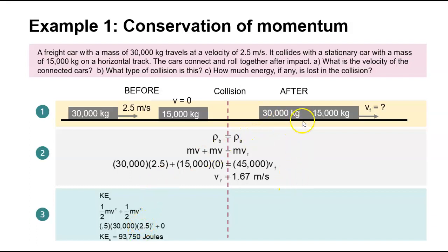So I go over here, I only have one piece. So I'm going to have 1/2 mv squared. So I turned the 1/2 into a 0.5, 45,000. The final velocity was 1.67 squared. And I find out that the total kinetic energy after the collision is 62,750. That B there should be an A.